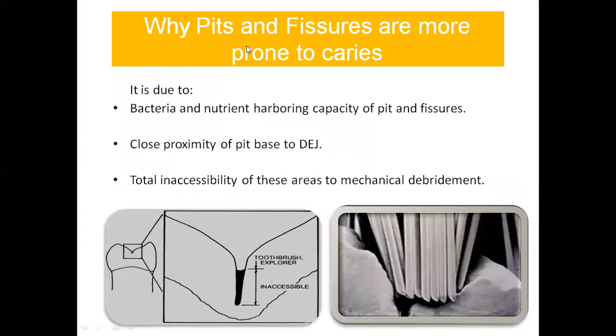Then why is it considered that pit and fissures are more prone to caries? It provides an area for harboring bacteria and nutrition, and it is also close to the DEJ, so it provides a nidus for the bacteria to grow there, and the continuous availability of nutrition helps in growing. Also, these areas are quite deep, so they are quite inaccessible for mechanical debridement.